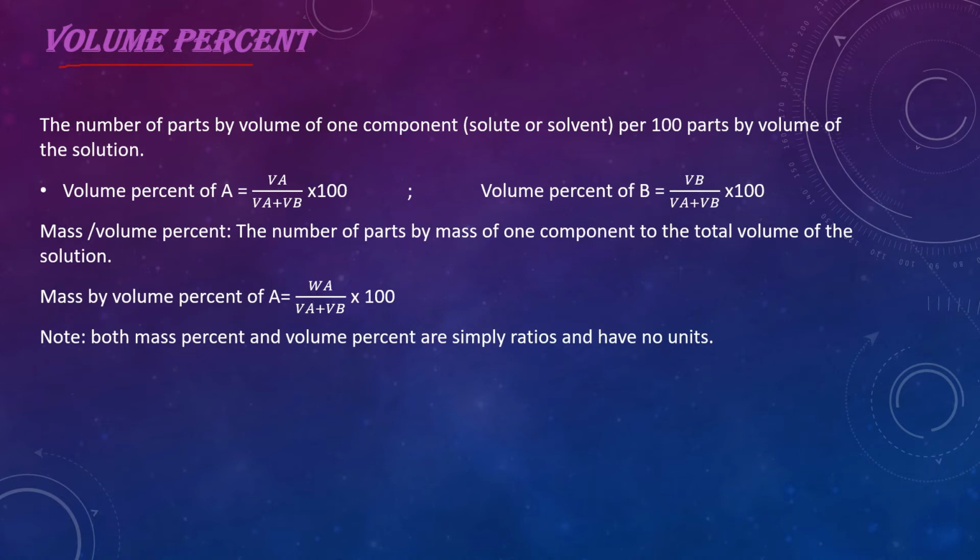So first I am taking the definition of volume percent. So the number of parts by volume of one component per 100 parts by volume of the solution is called volume percent. Now formula of volume percent of A is equal to volume of component A divided by total volume of A and B into 100. Similarly volume percent of B is volume of component B divided by total volume into 100.